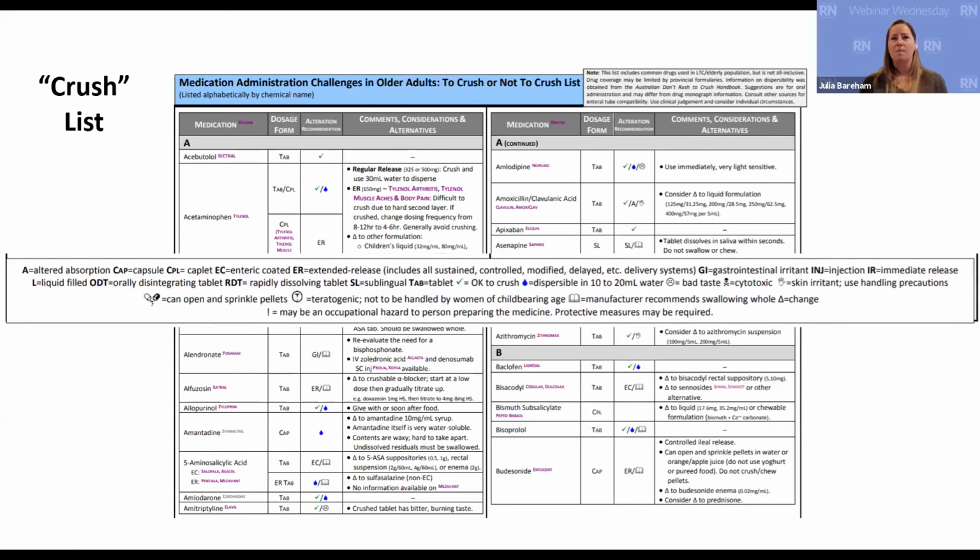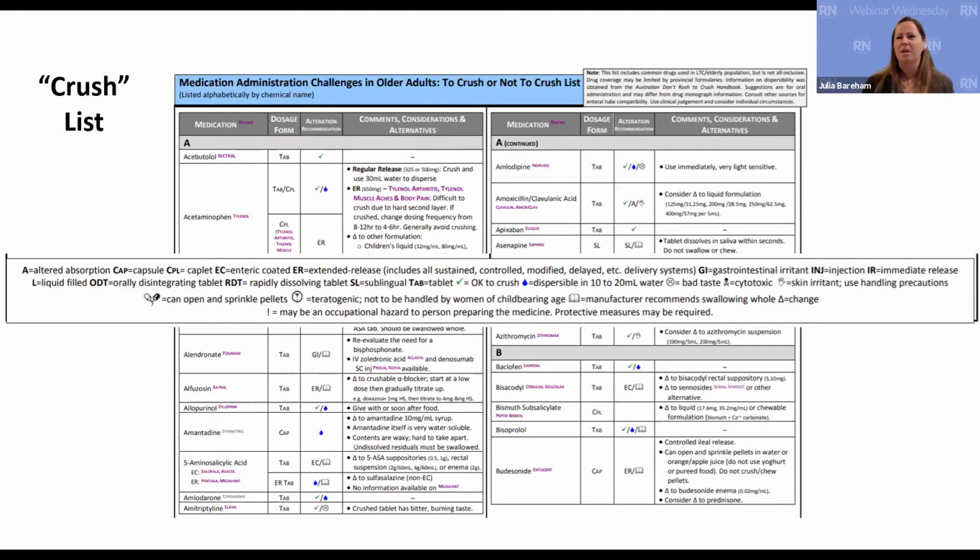So at the bottom of every page, you'll see that those symbols tell you what you can do. Check mark? Absolutely. Feel free to crush it, no problem. Water droplet, you know what? This will dissolve in as little as 10 to 20 mLs of water. We've got an unhappy face to let you know that, yeah, you can crush it, but it's probably going to taste horrible. Some other symbols about cytotoxic, skin irritant, or teratogenic might be really important for those who may be administering medications and thus handling them.